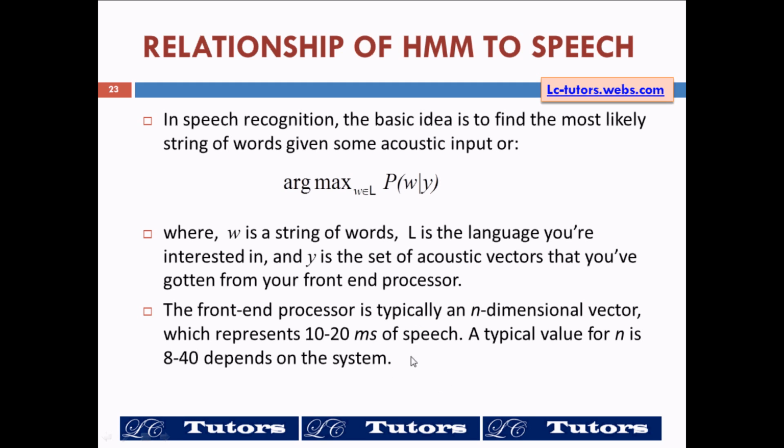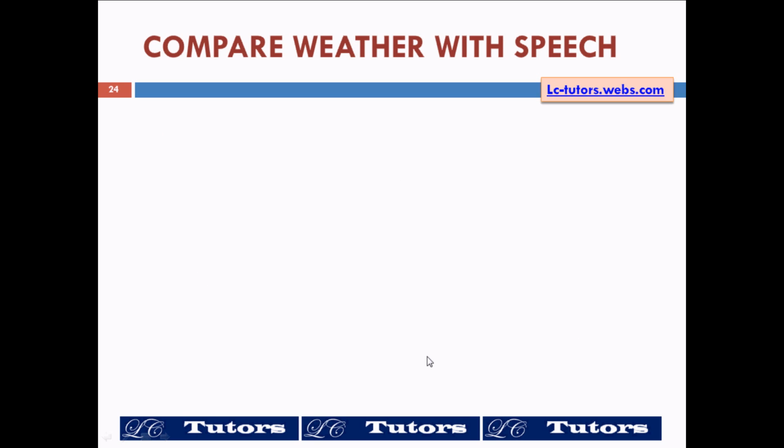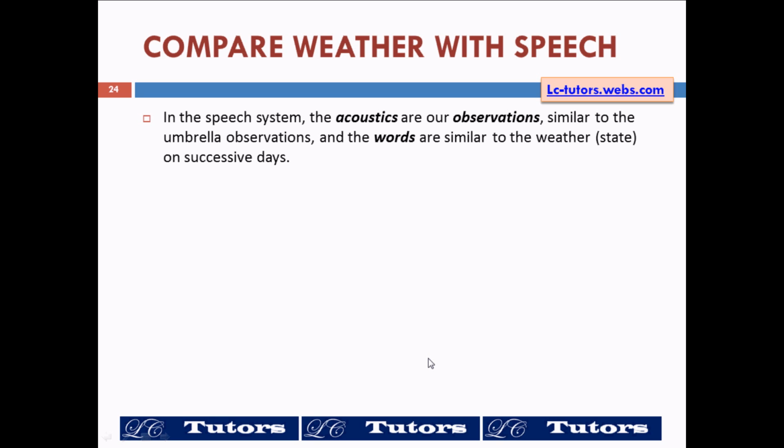So this is good. Feature vectors are the observations. That's what we saw: the observation in the previous case is an umbrella. If you see the umbrella, then you should be able to predict the weather. Similarly, in the case of speech systems, acoustics are our observations, similar to the umbrella, and the words are similar to the weather state on successive days.